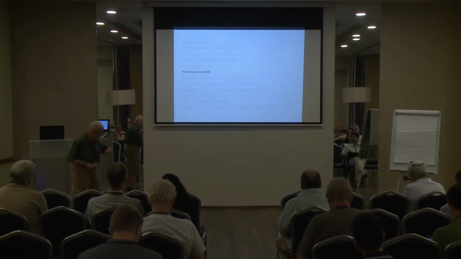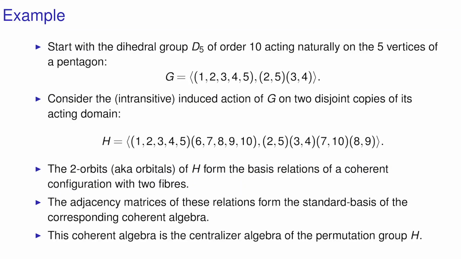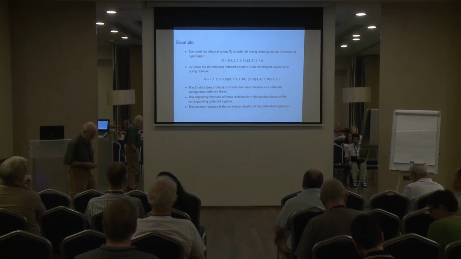Okay, now I would like to give you an example, which I call a preliminary example. We start from the dihedral group D5 of order 10, which acts naturally on 5 vertices. This is nothing else but the automorphism group of a pentagon. But we are considering simultaneously 2 copies of the pentagon. This means one copy has vertices from 1 to 5, and one copy has vertices from 6 to 10. And we are describing the 2 orbits of this intransitive action of our permutation group. Sometimes they are called orbitals.